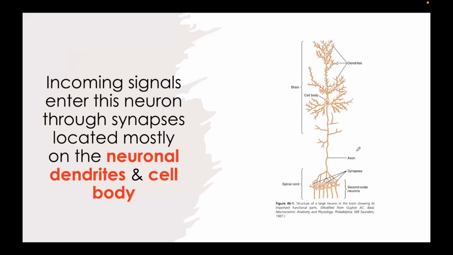Okay, now I want everyone to remember that there will be signals that enter this neuron and it passes through what we call the synapses. Now, I want you to remember these synapses are usually located either in the cell body or the dendrites. So there are incoming signals which enter the neuron, and this is through synapses, which are located usually in the dendrites and the cell body.